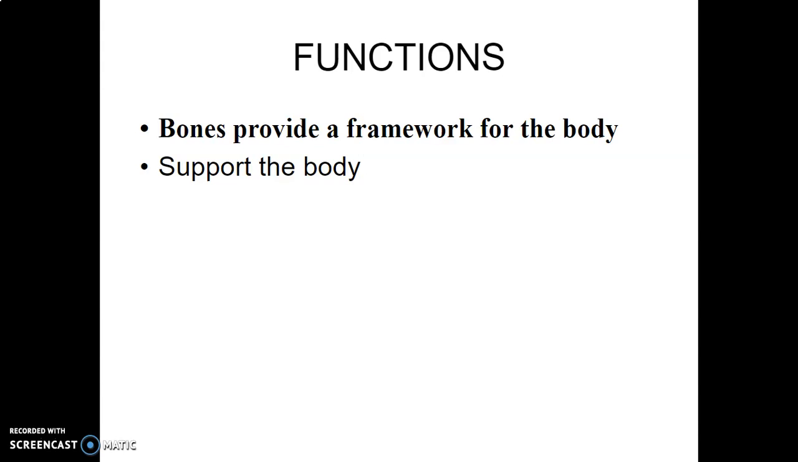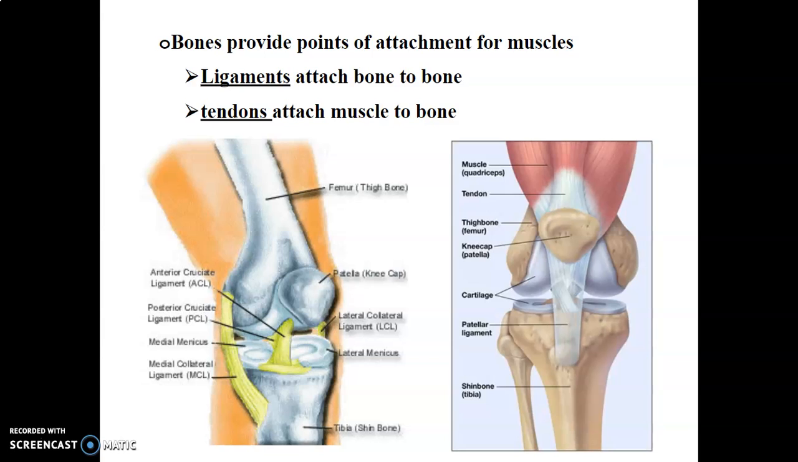This keeps us supported. Bones also provide a point of attachment for muscles. So when we think about muscles, as we'll learn with the muscular system, muscles are attached at bones. Okay, they're attached at different points to bones. That's what enables them to expand and contract or be able to move, as we'll see. So if we didn't have bones, muscles wouldn't have a purpose, actually.